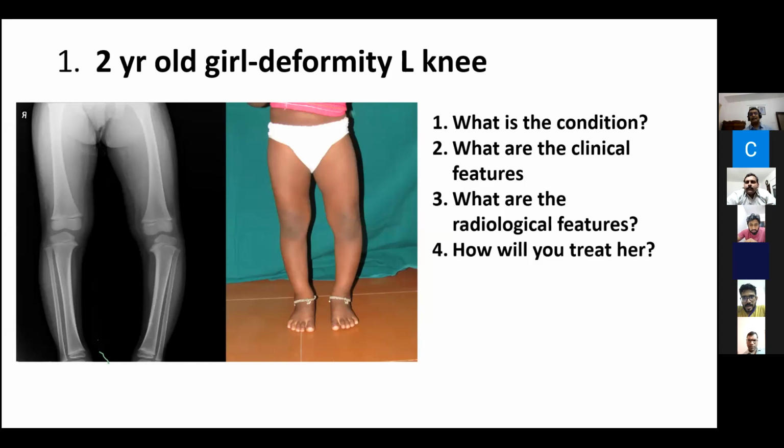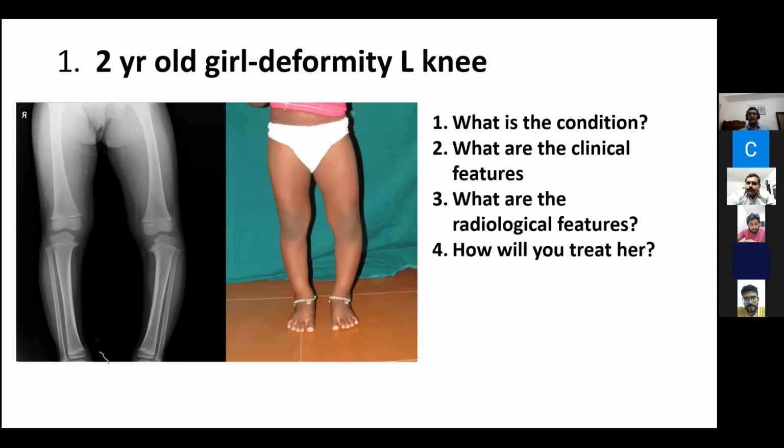Without measuring anything, how can you say from the X-rays in the outpatient that this could be Blount's disease? The pathology will be in the proximal tibia, sir. That's fine. Even in genu varum it can be in the proximal tibia. Even a physeal arrest can be in the proximal tibia. So that is not enough.